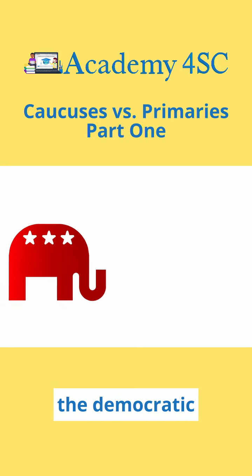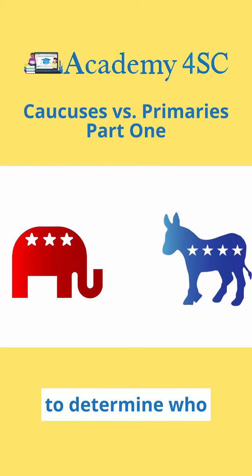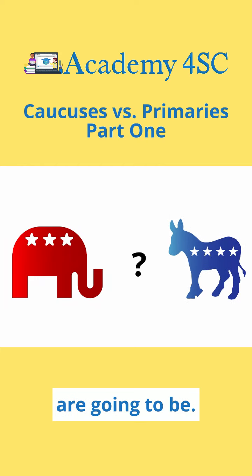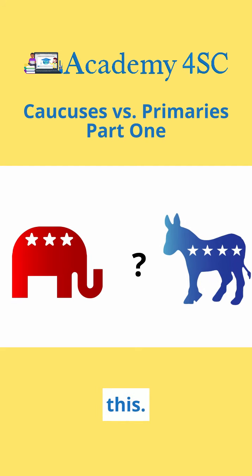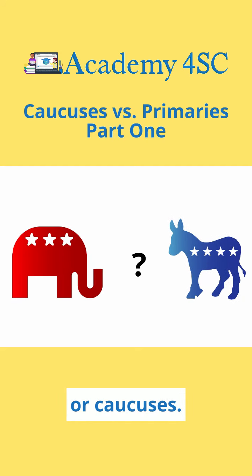Every election cycle, the Democratic and Republican parties need to determine who their presidential candidates are going to be. Thus, over the course of 1 year, states hold different types of elections to determine this. These elections are either primaries or caucuses.